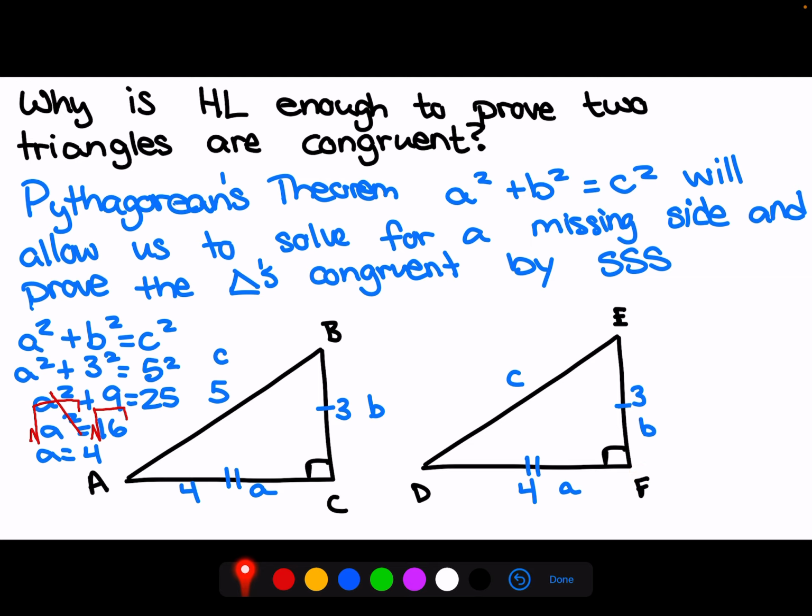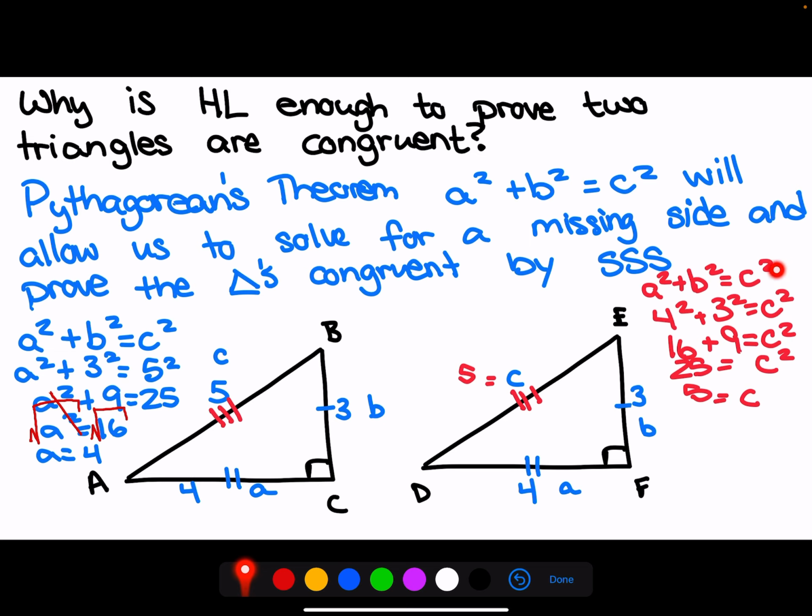side. But let's say I needed to find this third side over here, this hypotenuse. Well, again, I can use Pythagorean's theorem, except this time I'm going to leave the c squared by itself. It's going to be what we're solving for. So again, we have a squared plus b squared equals c squared. Our two legs are a and b, so 4 squared plus 3 squared equals c squared. 16 plus 9 equals c squared.